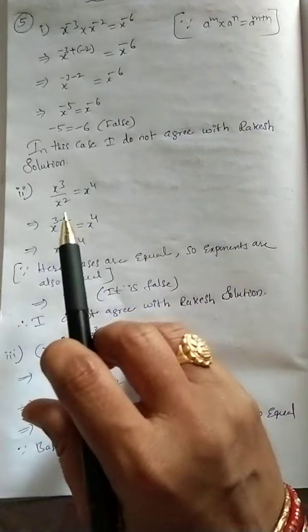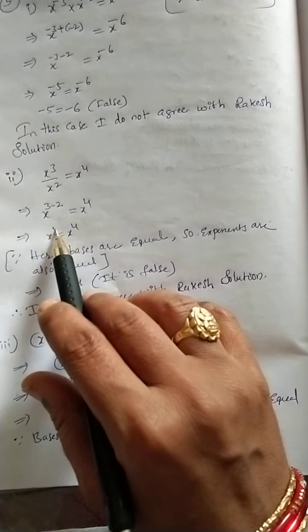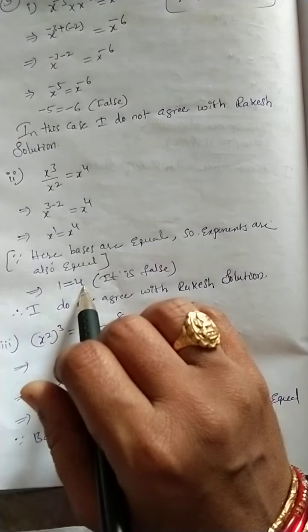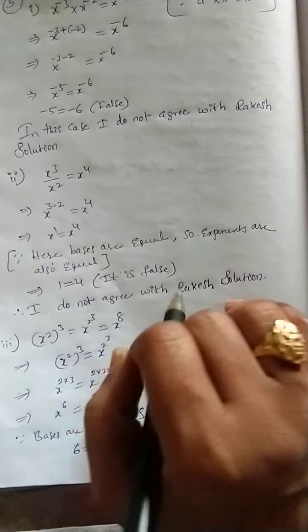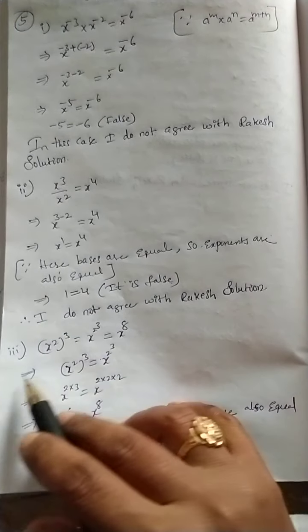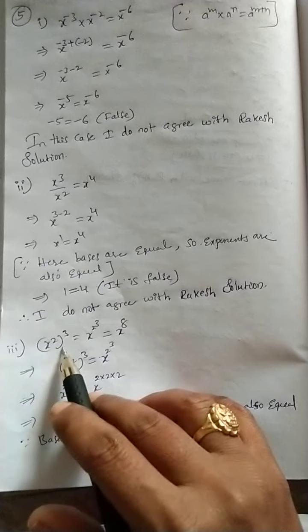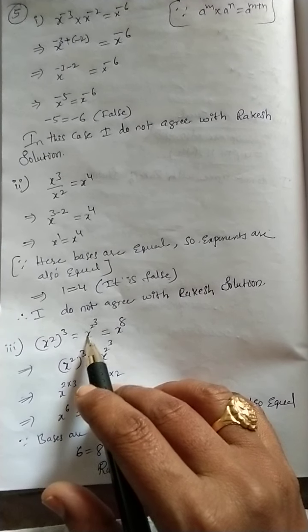Next, the second bit: x power 3 divided by x power 2 is equal to x power 4. Now x power 3 minus 2 is equal to x power 4. X power 3 minus 2 in the sense x power 1, equals x power 4. Here bases are equal, so we should equate the exponents. 1 is equal to 4, but is it possible? No, it is false. I do not agree with Rakesh's solution. That is the conclusion.